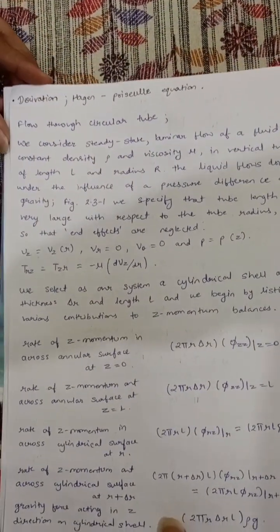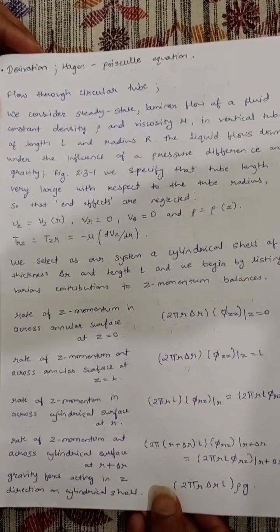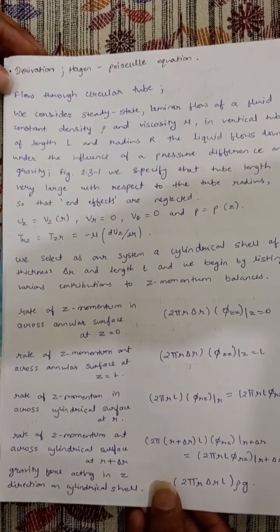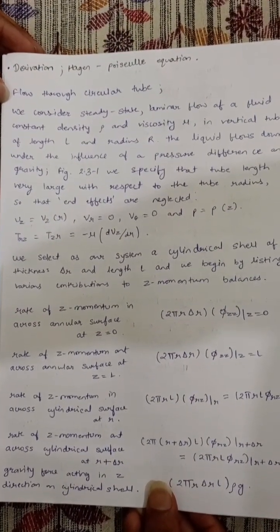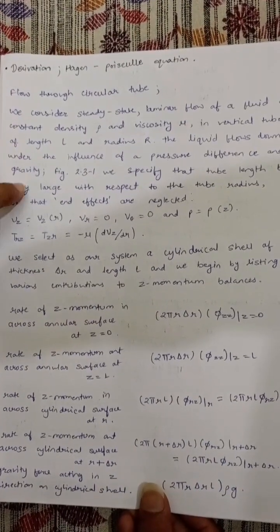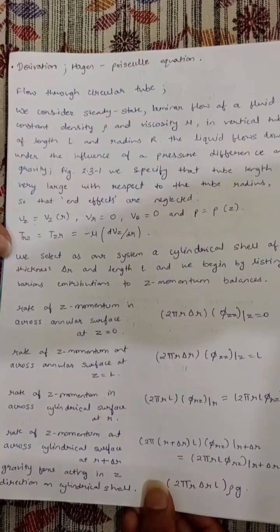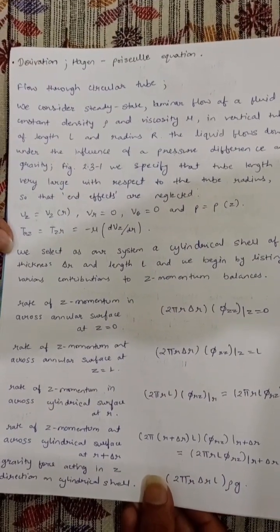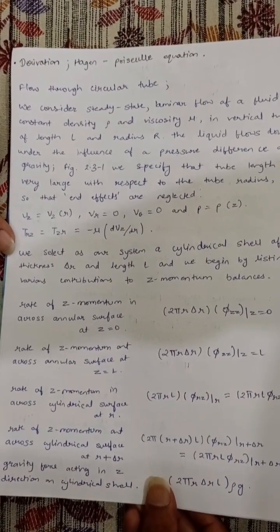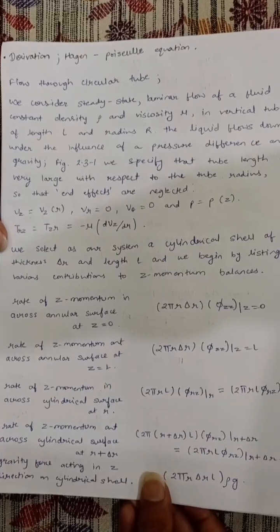Now we have used the Hagen-Poiseuille equation. So here is the derivation for the Hagen-Poiseuille equation, which comes under flow through circular tube. Here is the theory regarding circular tube, where we consider steady state laminar flow of a fluid of constant density and viscosity in a vertical tube of length L and radius r. The liquid flows downward under the influence of a pressure difference and gravity.